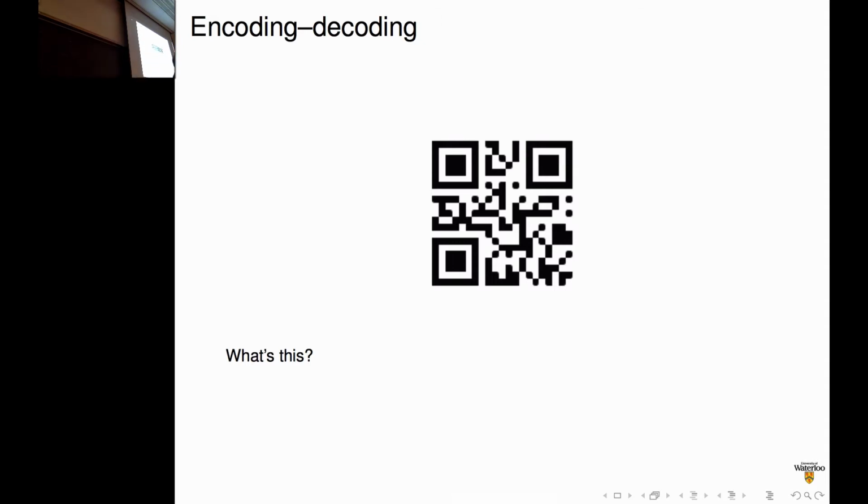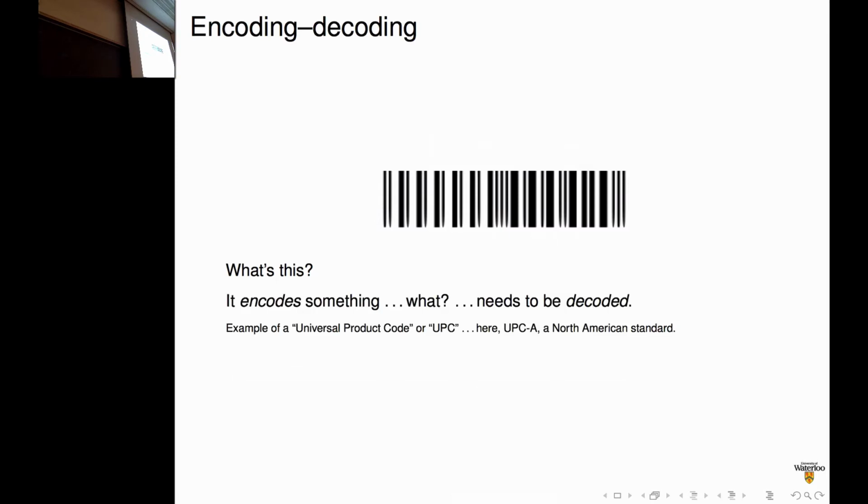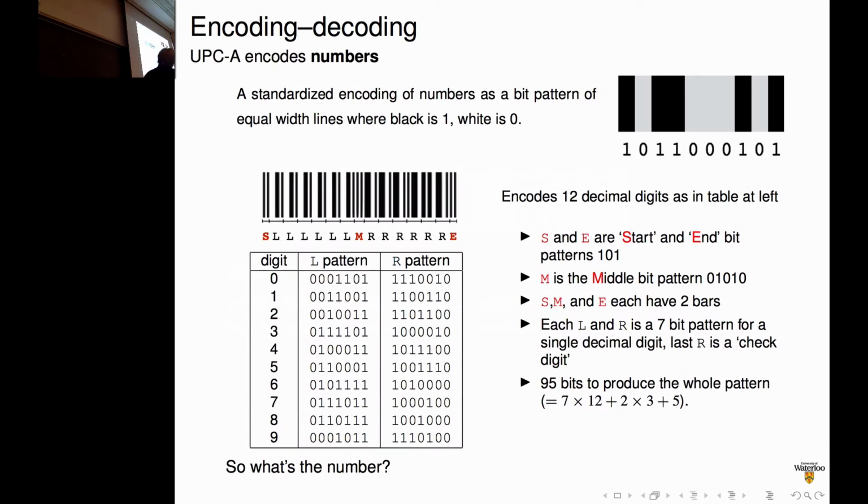So here's another code. Recognize this? That's a barcode, right? This is the Universal Product Code. This is UPC-A, a North American standard. And so it, again, encodes something and it needs to be decoded. The question is, what does it encode? Well, unlike the QR code, I can give you some rules. So this is the thing I want you to decode.